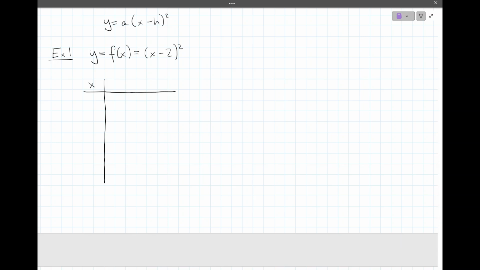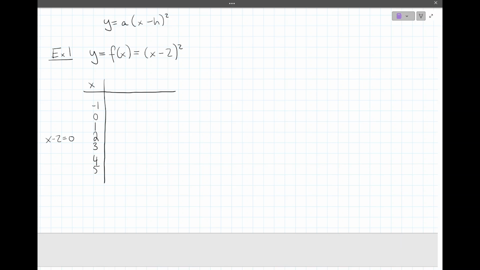The very first thing I'm going to do, though, is instead of going -3, -2, -1, 0, I'm going to start at the place where it makes this square 0, because that's where my vertex happens. So what makes x minus 2 equal 0? Well, x minus 2 equals 0 only when x is 2. So I'm going to start at 2, and then I'll have 3 up and 3 down: 2, 1, 0, -1, and then 3, 4, 5.